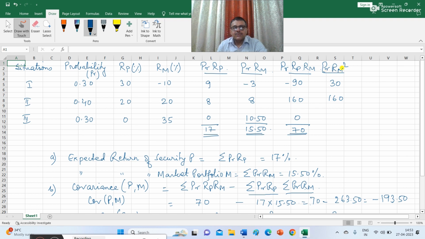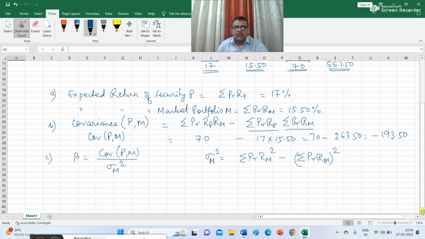PR and RM square. So first you calculate the RM square. So 100, 400 and 1225. So you will get 0.3 with 1225 is 367.50. The sum total of these three is 557.50.